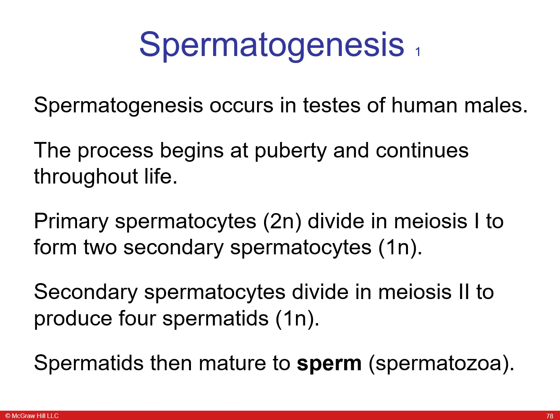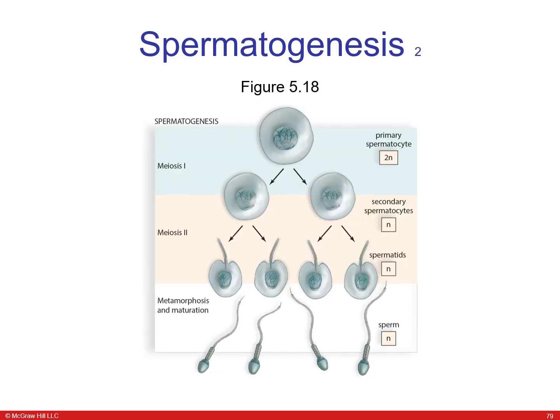So spermatogenesis occurs in the testes of human males. The process begins at puberty and continues throughout life. Primary spermatocytes divide in meiosis 1 and form 2 secondary spermatocytes. Then these secondary spermatocytes divide in meiosis 2 to produce 4 spermatids. These spermatids then mature to form mature sperm, or spermatozoa. So here's a diagram of spermatogenesis.